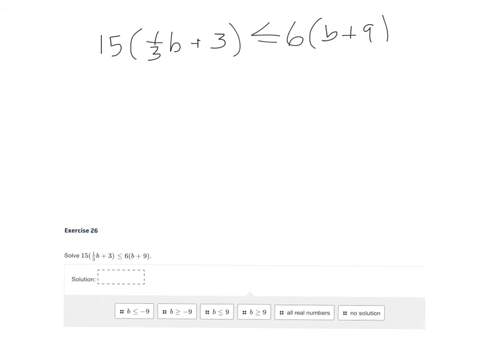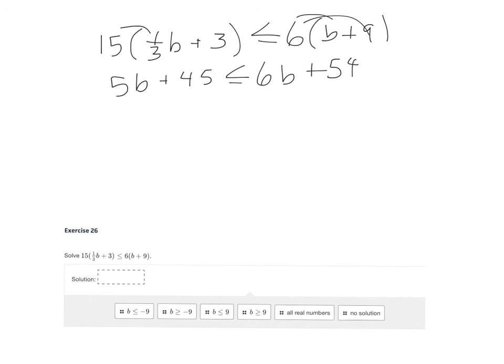All right, exercise 26. We're going to distribute again. 15 times a third, or 15 divided by 3, is 5b. 15 times 3 is 45, less than or equal to 6 times b is 6b. 6 times 9 is 54.